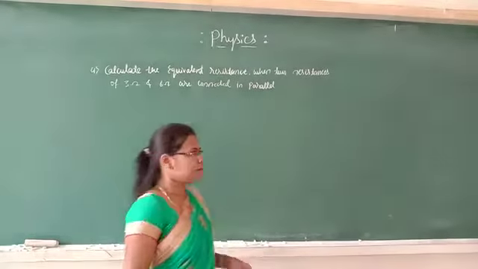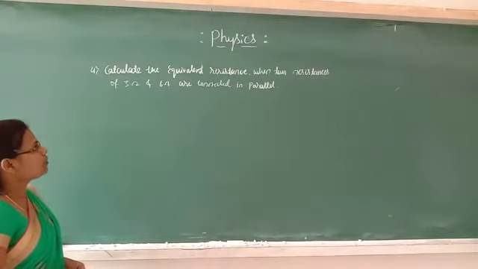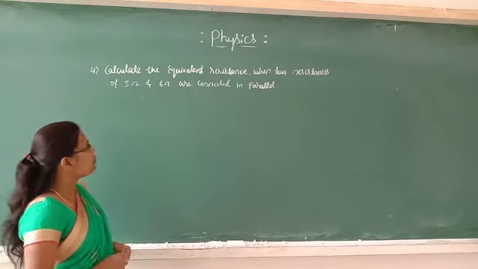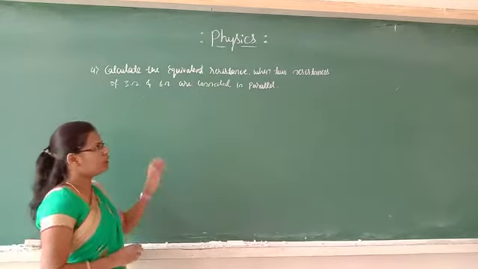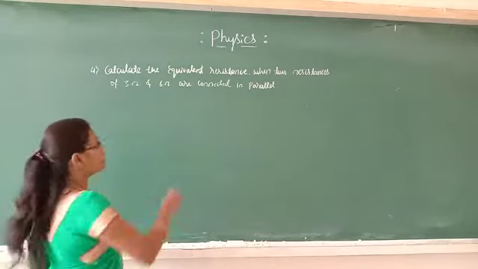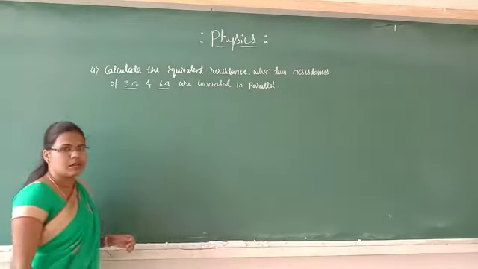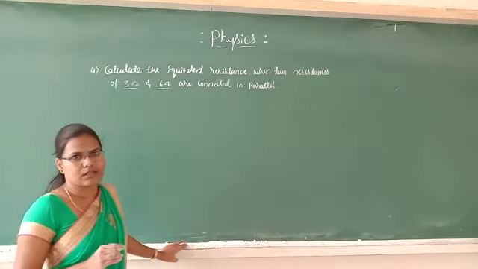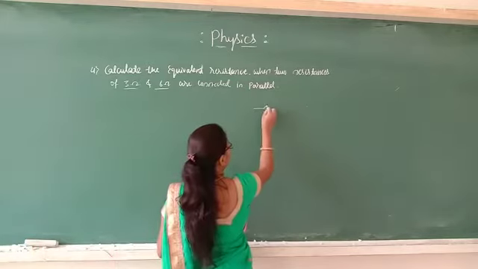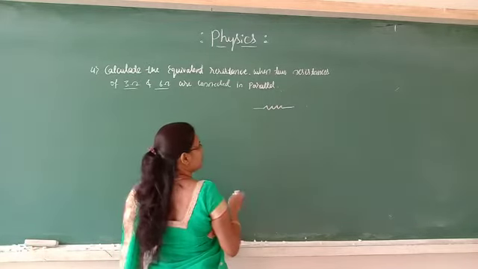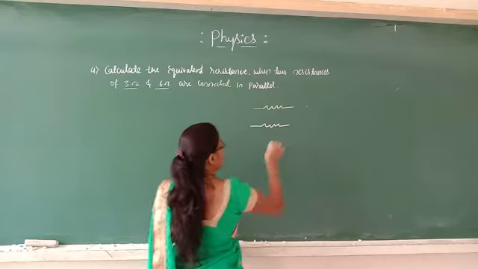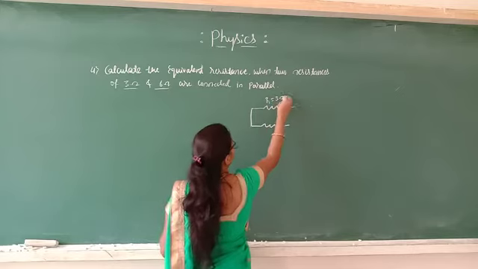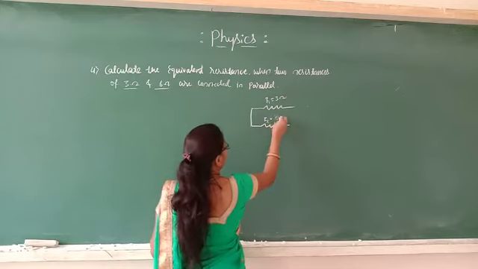Next, fourth question. Calculate the equivalent resistance when two resistances of 3 ohm and 6 ohm are connected in parallel. Okay, so in this case we have two resistances, 3 ohm and 6 ohm. So they are connected in parallel. Okay, so let us consider, this is one resistance and this is another resistance. So the first resistance, consider R1 is equal to 3 ohm and R2 is equal to 6 ohm.